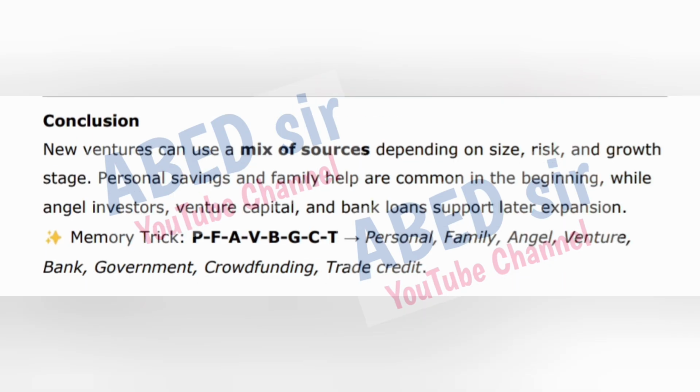Conclusion: new ventures can use a mix of sources depending on size, risk, and growth stage. Personal savings and family help are common in the beginning, while angel investors, venture capital, and bank loans support later expansion. Memory trick: PFAVBGCT: personal, family, angel, venture, bank, government, crowdfunding, trade credit.